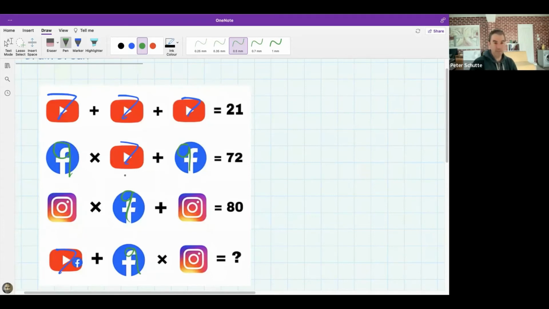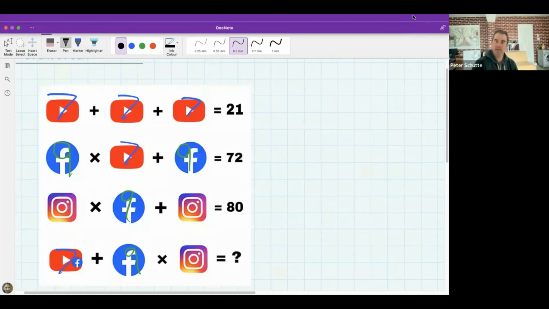However, we still need to deal with Instagram. Yes, I see people have got it. It's 9 for Facebook. Now, what about Instagram? So something times 9 plus that same something equals 80. What's that going to be?